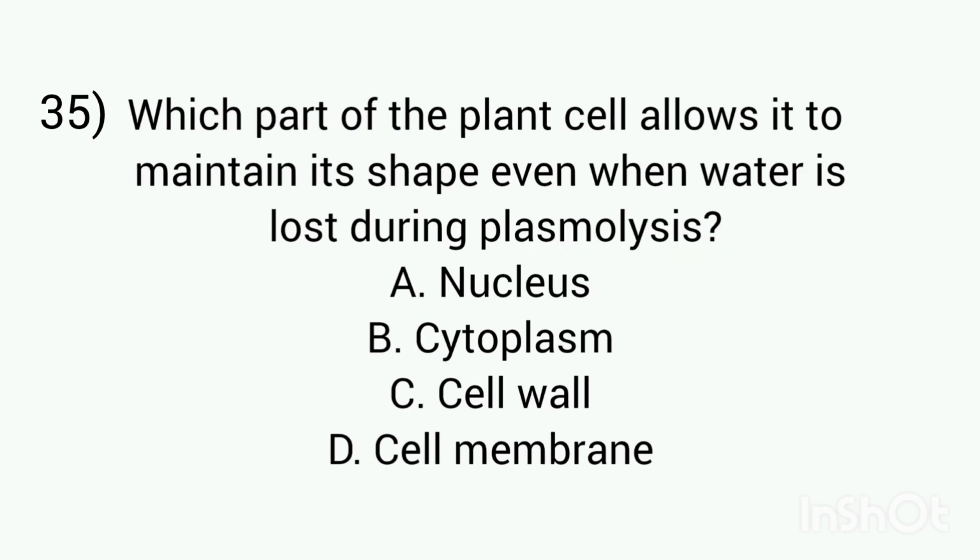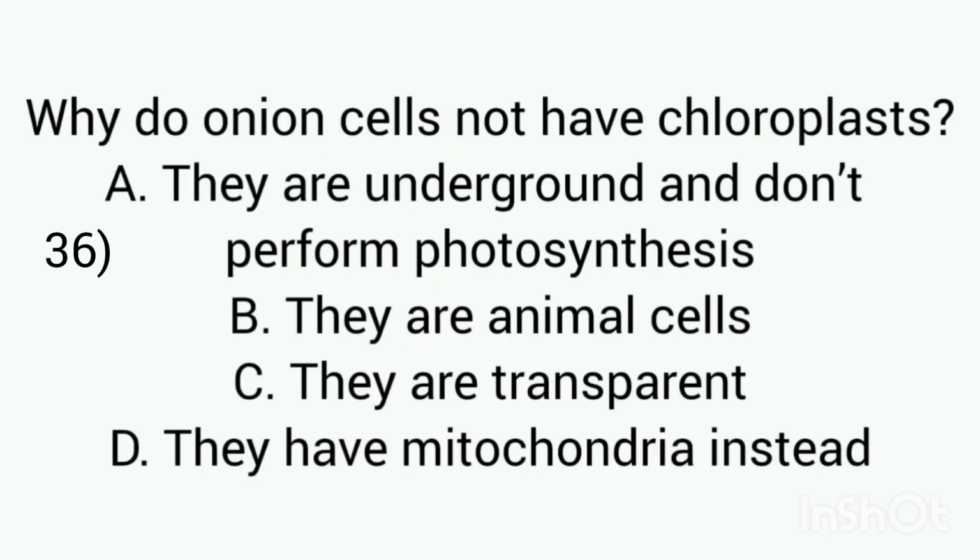Which part of the plant cell allows it to maintain its shape even when water is lost during plasmolysis? A. Nucleus. B. Cytoplasm. C. Cell wall. D. Cell membrane. Why do onion cells not have chloroplasts? A. They are underground and don't perform photosynthesis. B. They are animal cells. C. They are transparent. D. They have mitochondria instead.